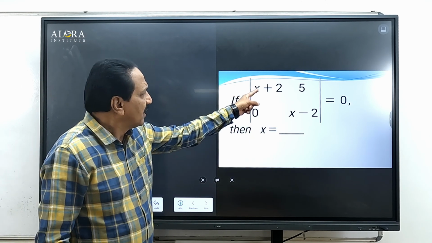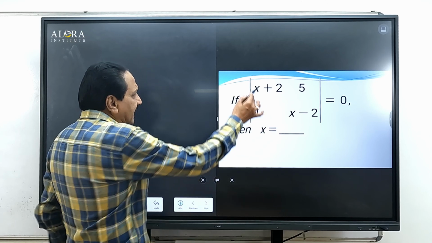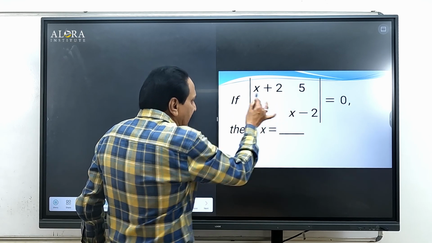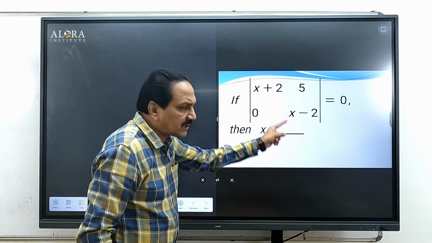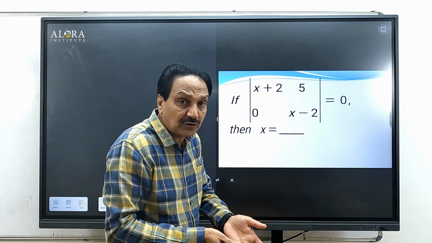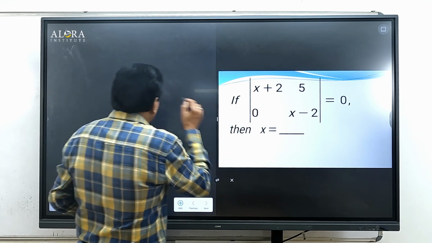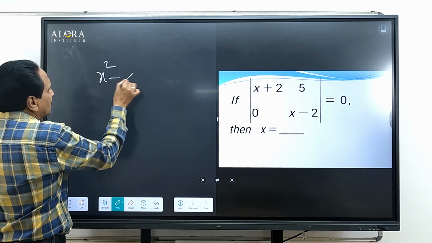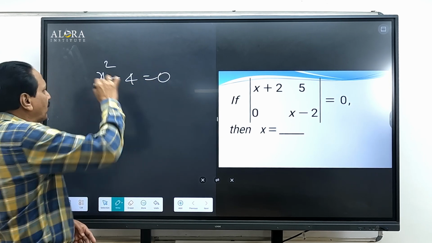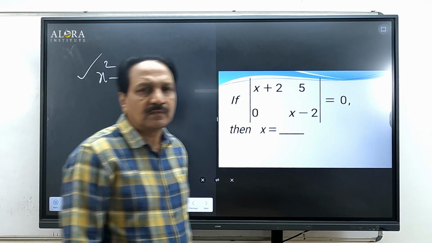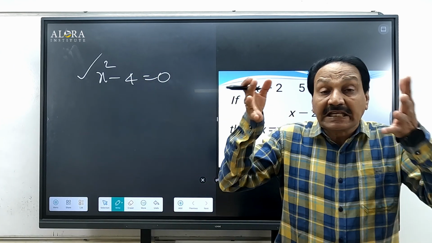Go for this only. First element into its opposite. What do you mean by that? X plus 2 into x minus 2. Here itself we can make out, this is in the form a plus b and a minus b. Can't you go for using that formula directly? A square minus b square. X square minus 4 equal to 0. Only one step you are supposed to write. That's all.